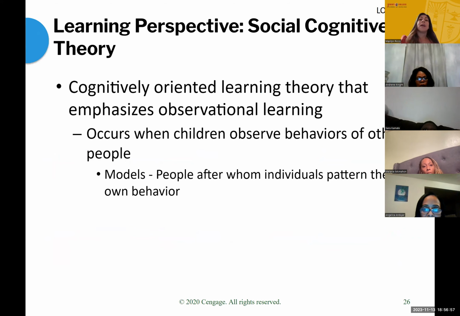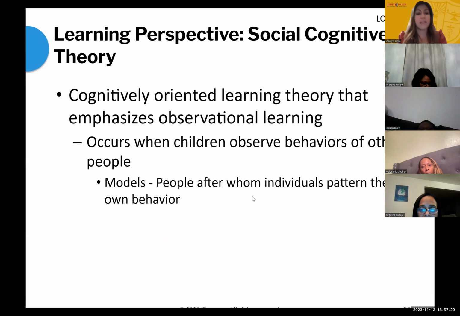So, a cognitively oriented learning theory that emphasizes observational learning. It occurs when children observe behaviors of other people. The other people are the models, people after whom individuals pattern their own behavior. So this is what they're saying. A lot of these theorists say, stick the child in the room, in the environment by themselves and let them figure it out. So there's studies on that too. And we'll talk about this. We'll go into a little more depth on these examples too, but later on in the chapters.